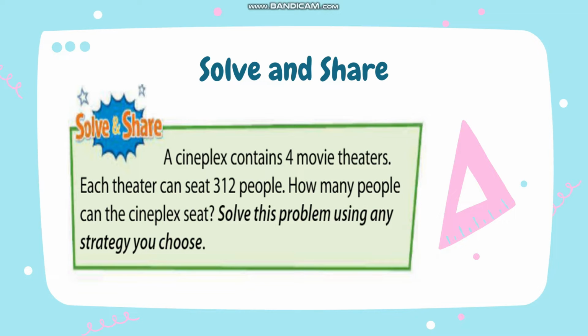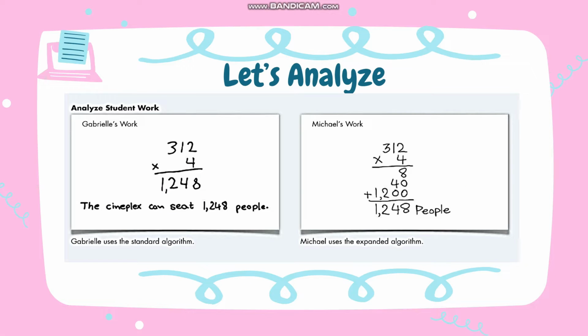A cineplex contains 4 movie theaters, and each theater can seat 312 people. How many people can the cineplex seat? Solve this problem using any strategy you choose. So let's identify Gabriel's work.